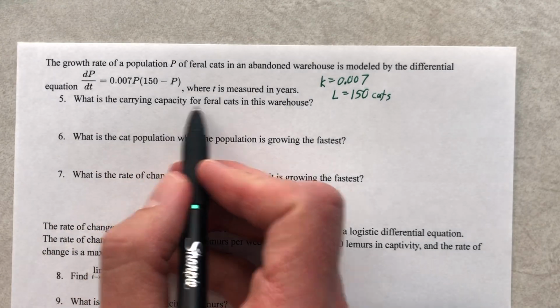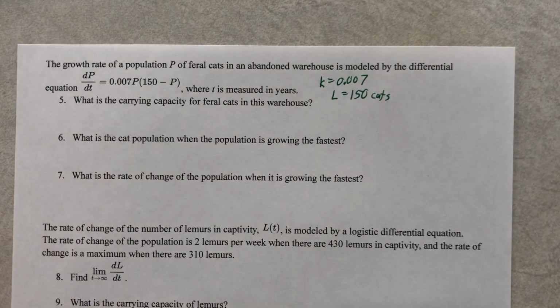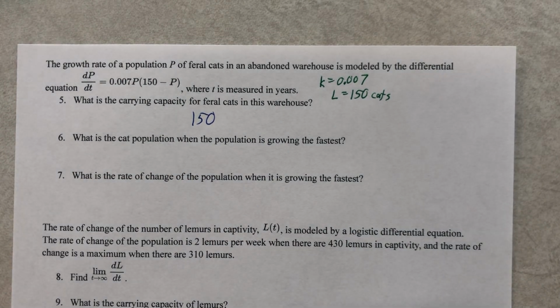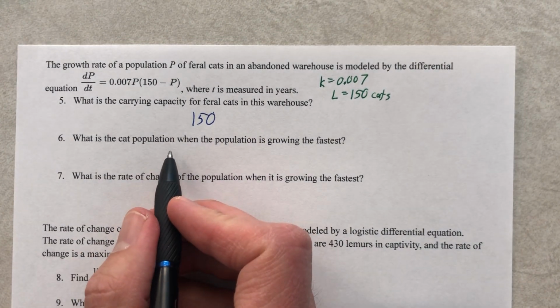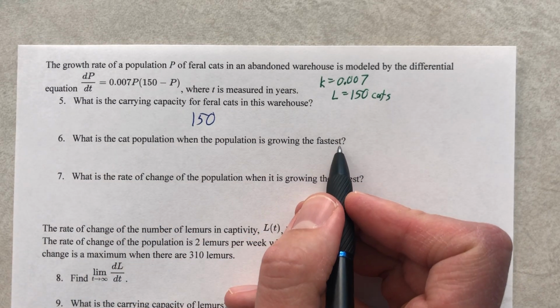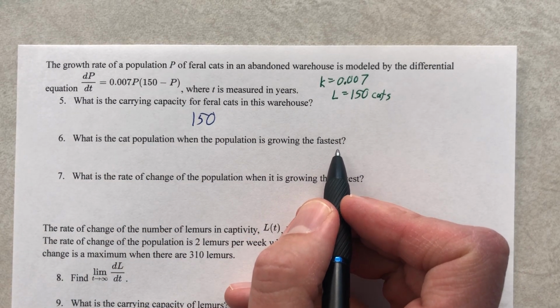So what is the carrying capacity for feral cats in this warehouse? I think we just answered that question, 150. Okay, what is the cat population? The final answer is going to say P equals something, right? When the population is growing the fastest. When is the population growing the fastest?